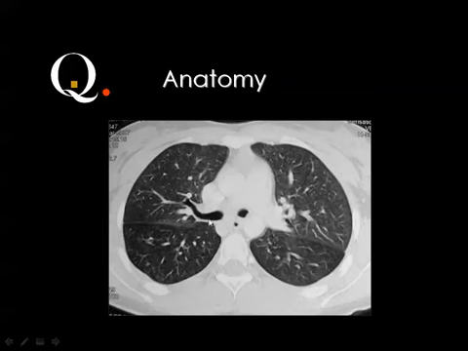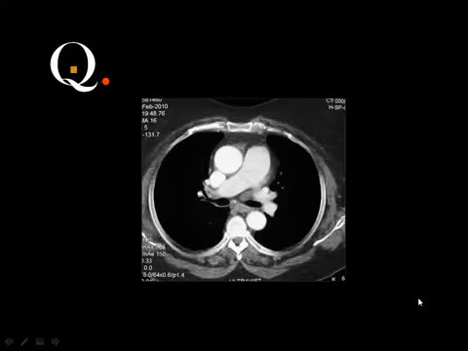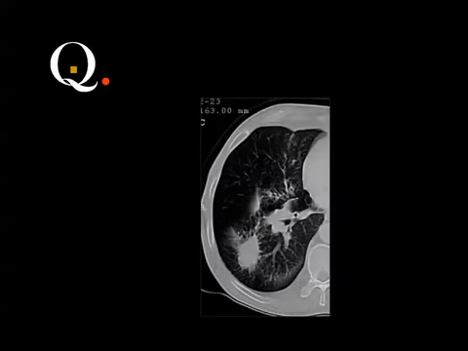Then considering the tracheal bifurcation and on the site of the fissure, this dot will be in the anterior segment of the right upper lobe, and this one will be in the superior segment of the left lower lobe, and this will be in the anterior segment of the left upper lobe. Then once more the mediastinal anatomy, this is the descending aorta, and this is the pulmonary main trunk, and this is the superior vena cava.